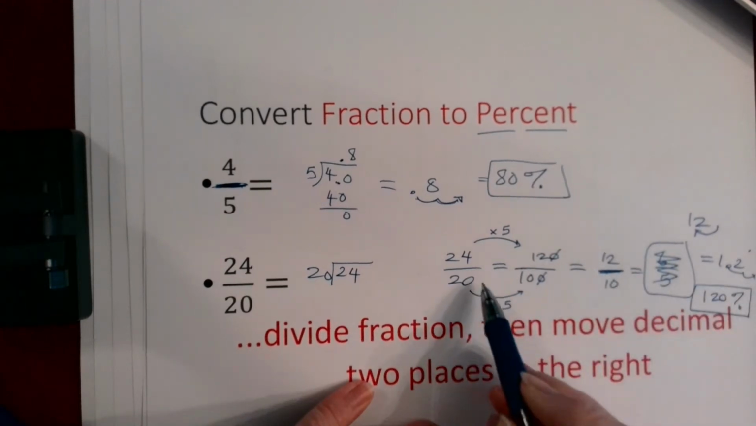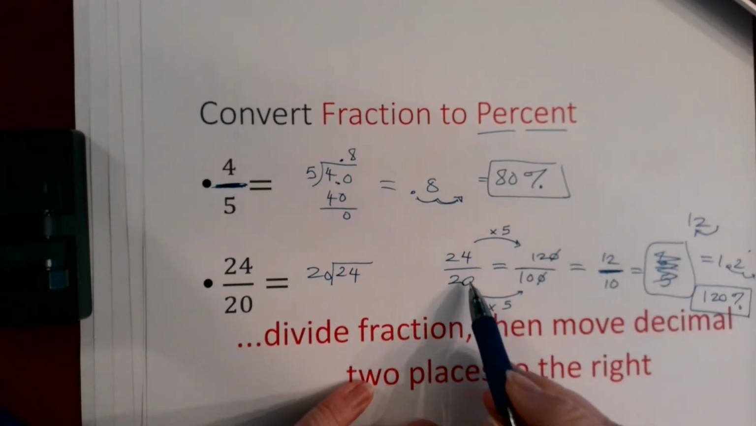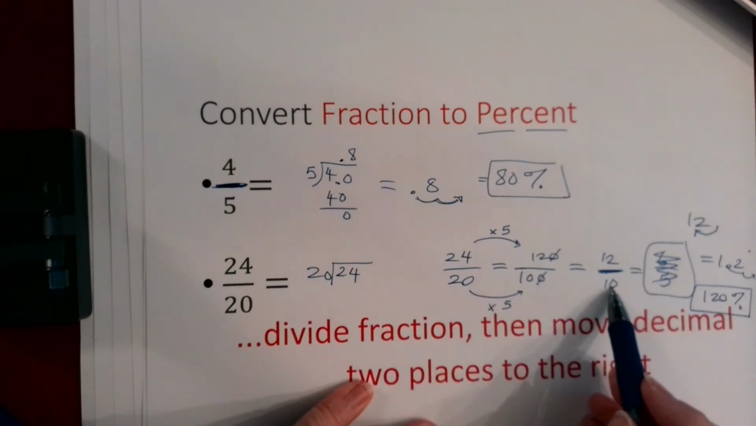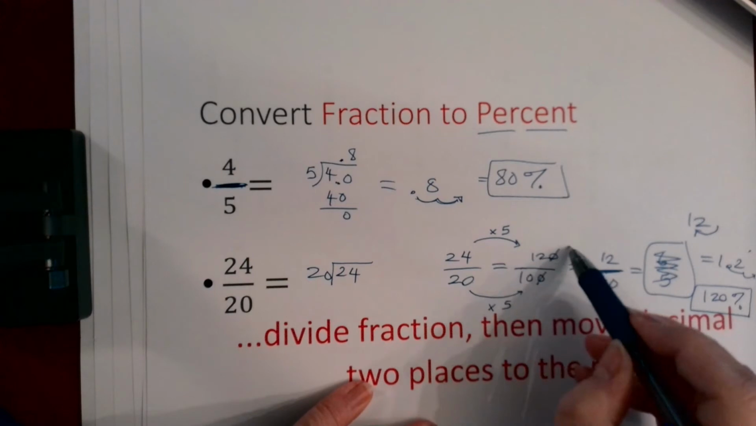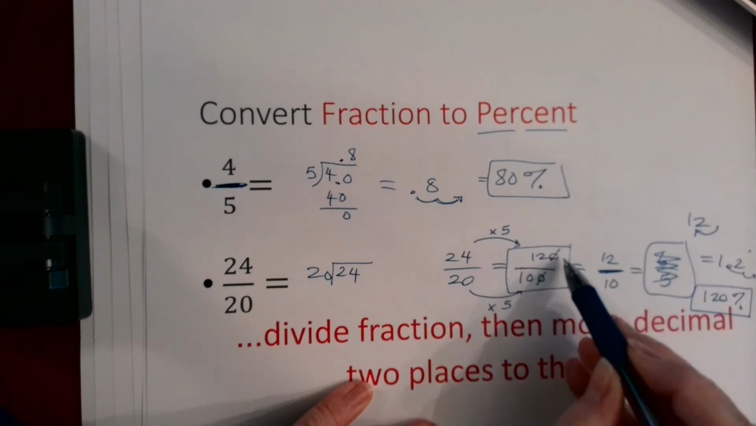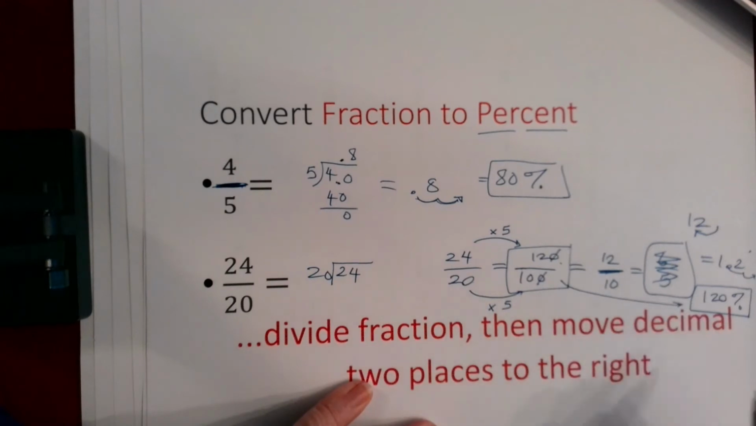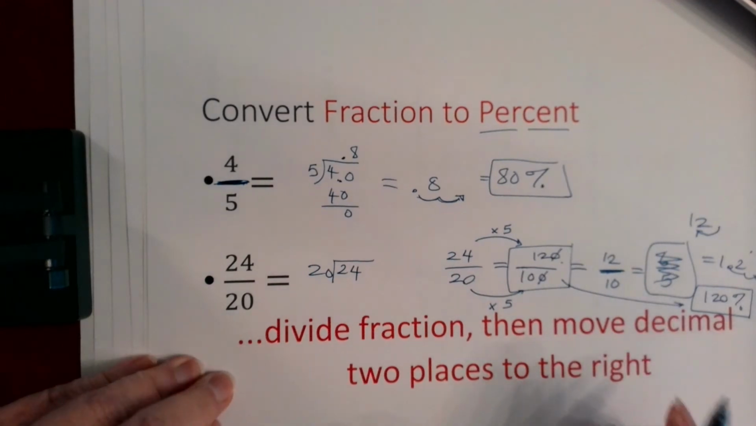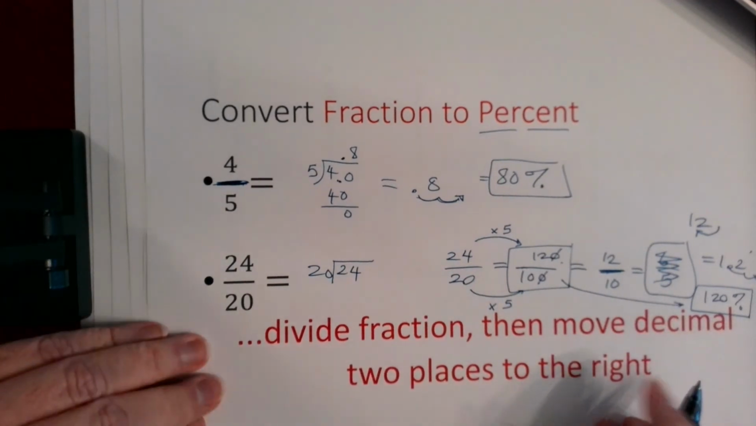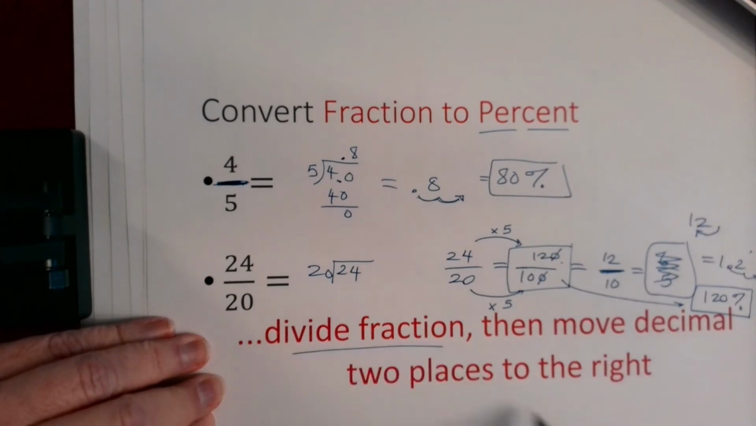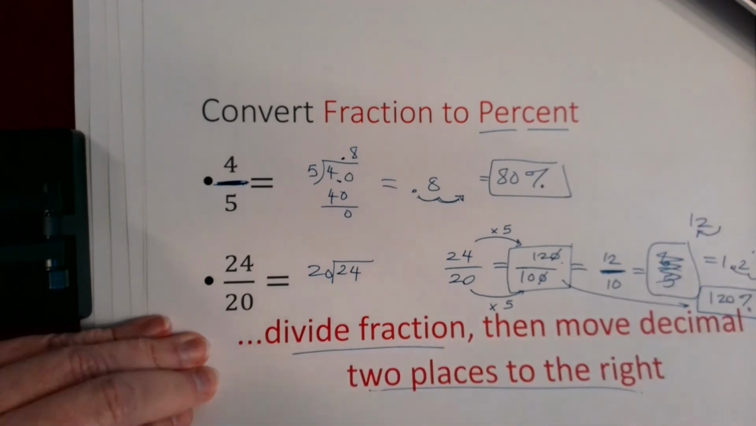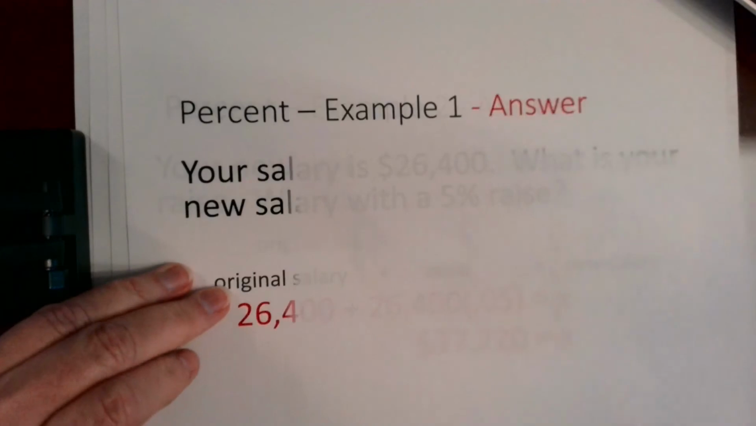So what I did was change this 24/20 to a reduced fraction. Could have done it here. That would have been lovely. 120 over 100 is 120%. I've shown you lots of ways to do that one problem. So you divide the fraction and then move the decimal 2 places to the right.